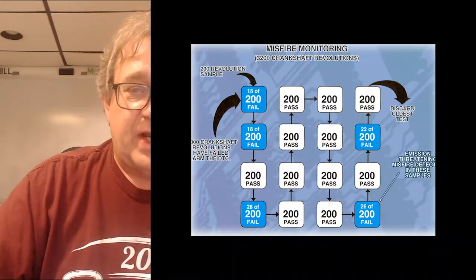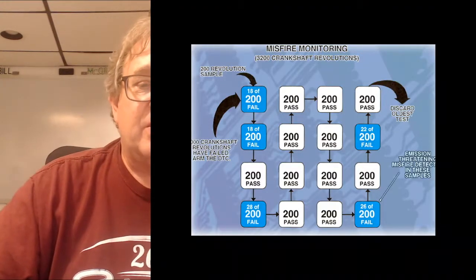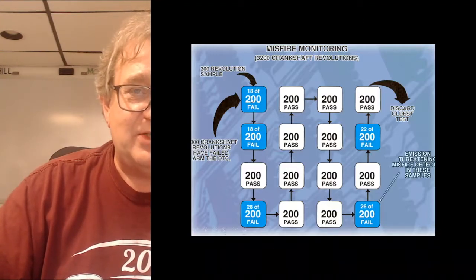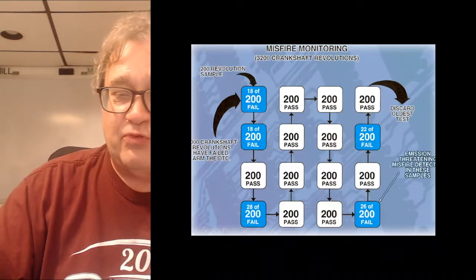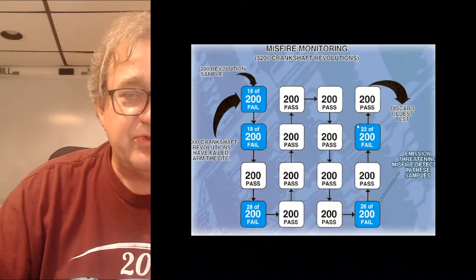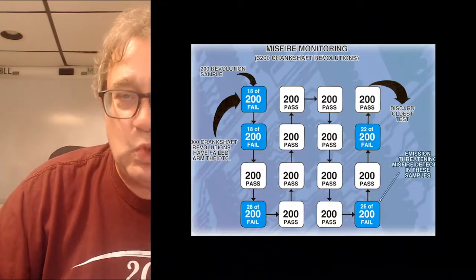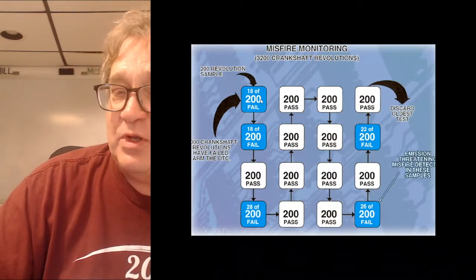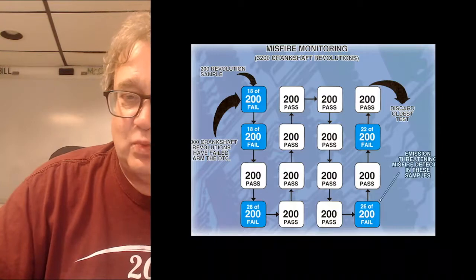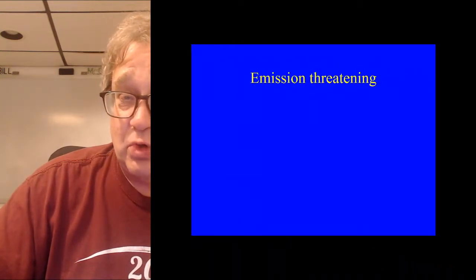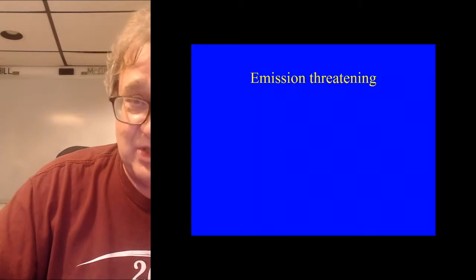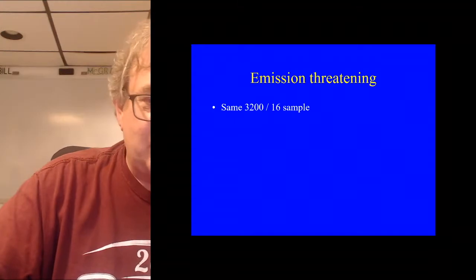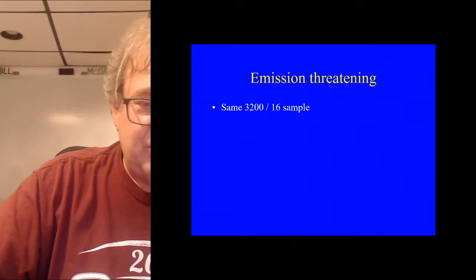All right. So this one is more severe, only because it has 18 out of 200, so that's a much smaller sample, but it's happening over more of the different cells. So this is worse. Even though this number, 18 out of 200 fail, is smaller, this is considered worse for the emissions. It's not damaging the cat, but it's damaging the emissions. All right. So same 3,200 revolution sample, same 16 samples.